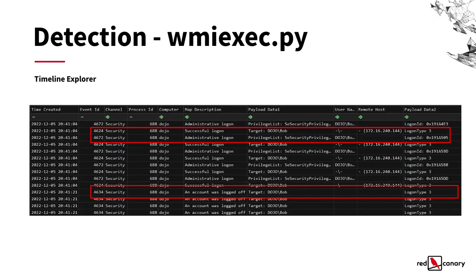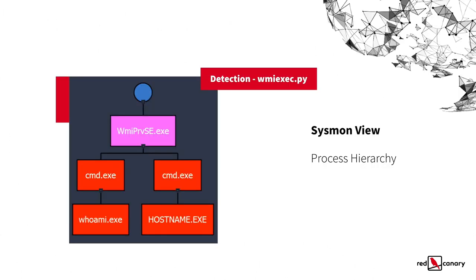So again, this is what it looks like in Timeline Explorer. Pretty similar to the previous two, except there's going to be no service being created. And then from a Sysmon point of view, this is the process hierarchy. So we have WMI spawning CMD, and then whatever command you're going to enter.